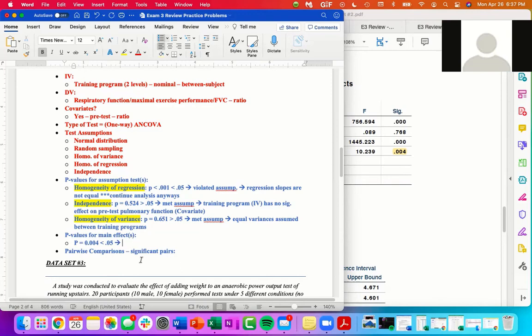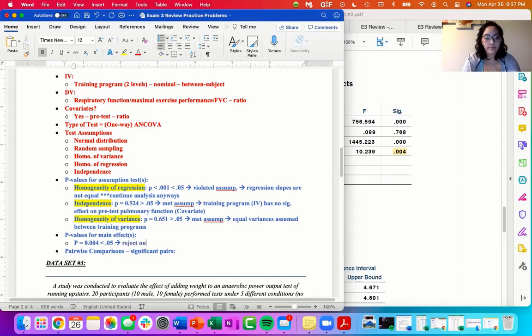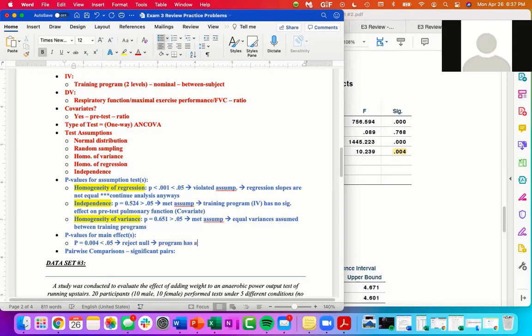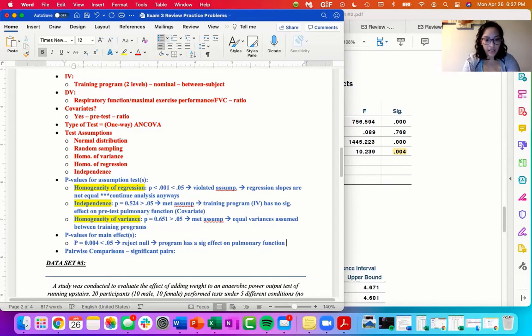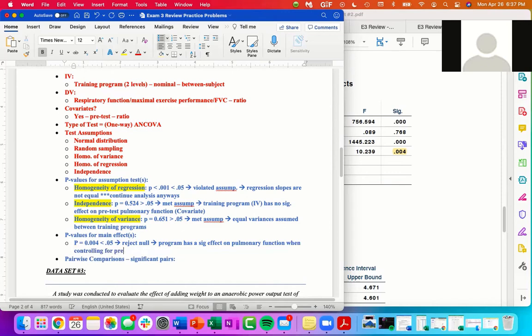So since it's less than 0.05, we reject the null. And then we state that the program does have a significant effect on the respiratory function or maximal exercise performance. Yeah, when controlling for the covariate. Yep, exactly. Pretest values, that's fine. Yeah, I like it.